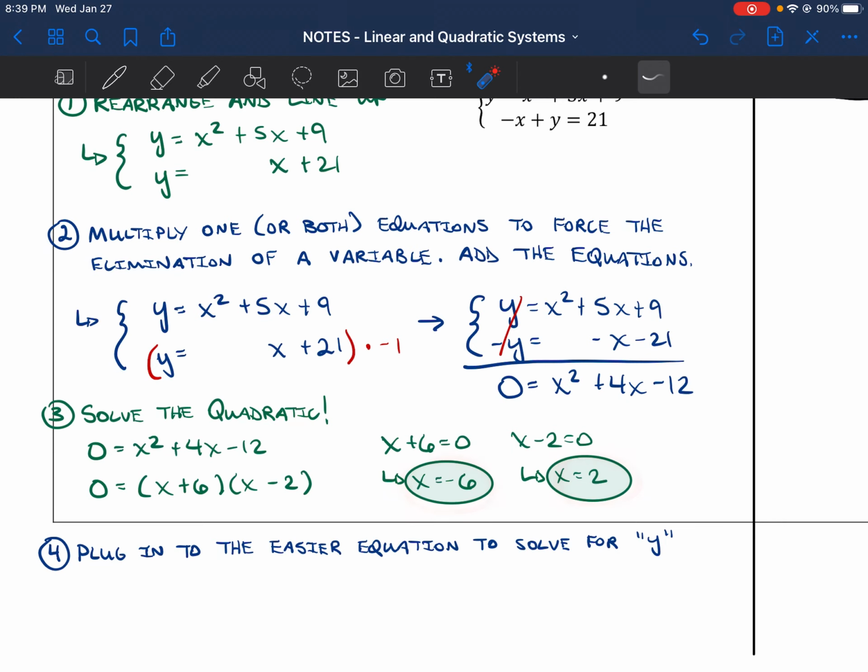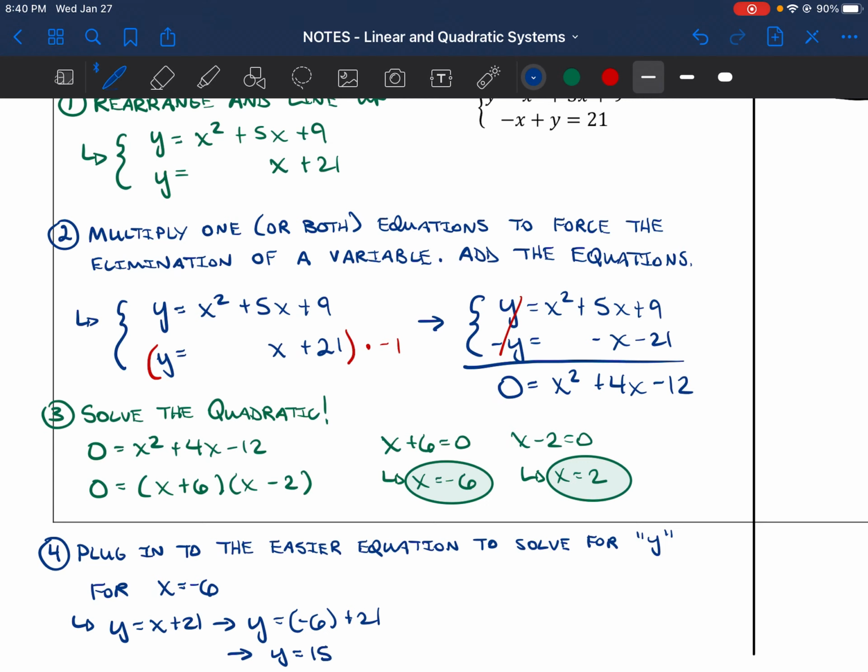Once we found these x values, we're going to plug them back in to the easier equation, which is going to be the linear equation right there, y equals x plus 21, to find the y values. So that's the last step here. Plug into the easier equation to solve for y. So let's do x equals -6 first. Again, the easier equation is y equals x plus 21. Let's plug in -6 for x. That gives us y equals -6 plus 21, which tells us that y equals 15.